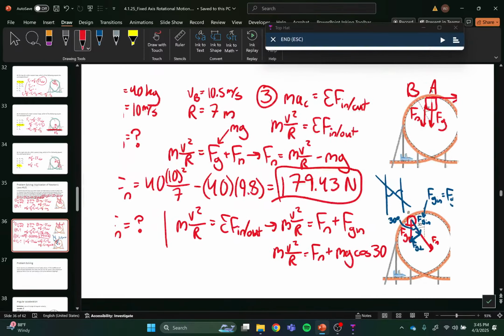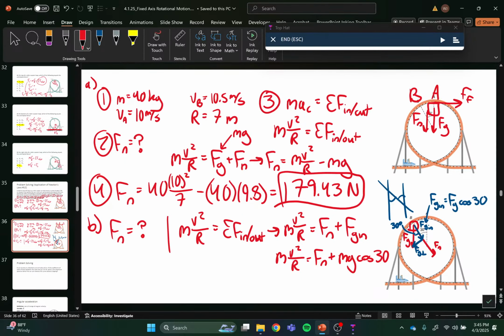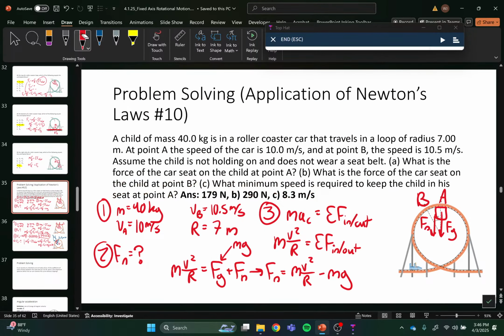All right, part C, also we're not going to solve. Part C is interesting. Probably wouldn't necessarily ask a problem like this, but it's not bad. I don't have any problems with it. Part C says, what minimum speed is required to keep the child in his seat at point A? And the way we're going to figure this out, let's go to the other extreme. Let's say this person goes faster.